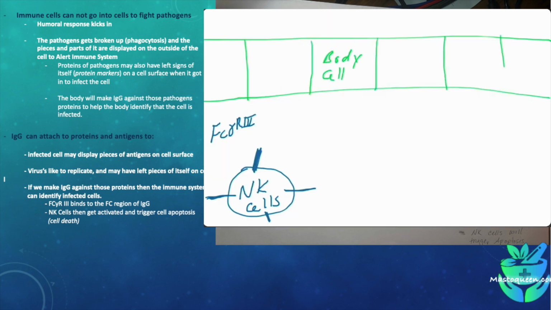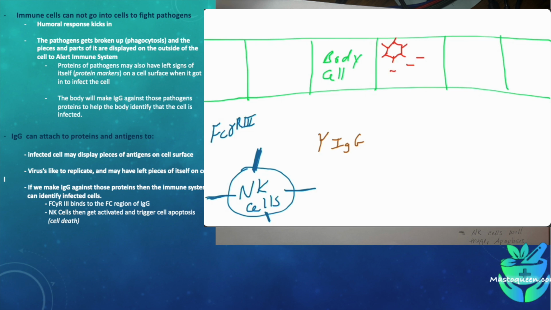So let's say a pathogen has made it into the cell. Here are some body cells, and we make antibodies to fight a virus. And the virus or pathogen is hiding inside the cells. So the body makes antibodies to combat the pathogen or virus, which is also called antigens.